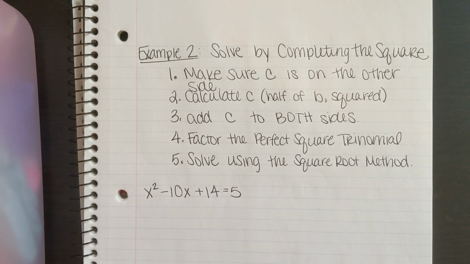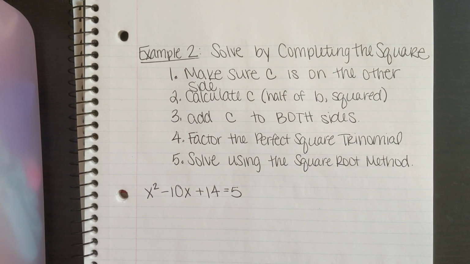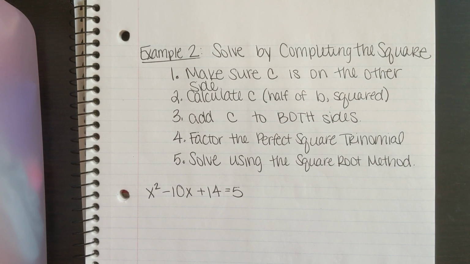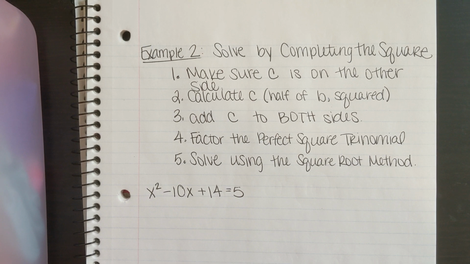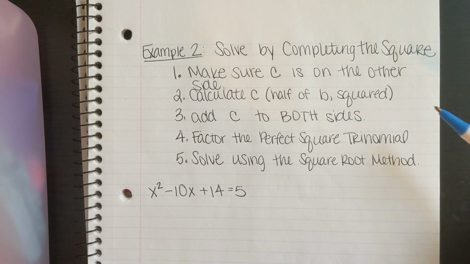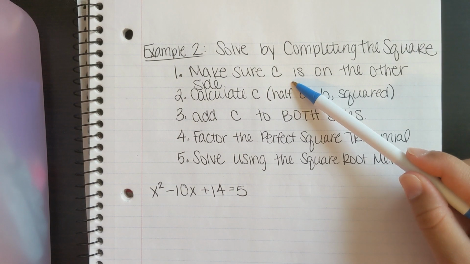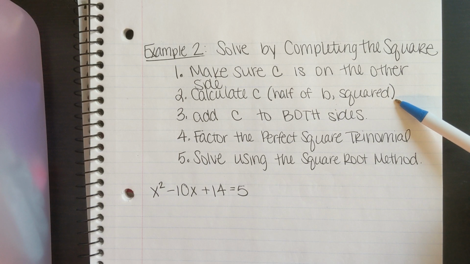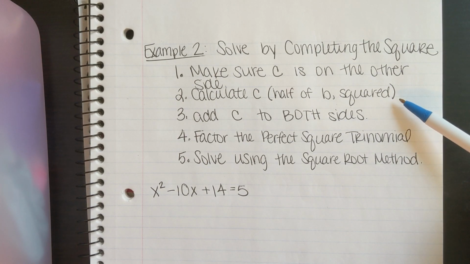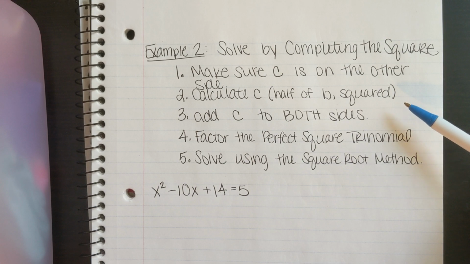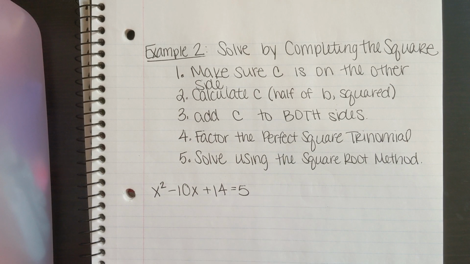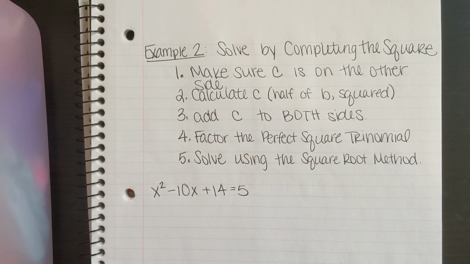Okay. Example 2, we're going to actually solve by completing the square. Again, this is just another method for us to solve quadratics. We're essentially finding where that parabola crosses the x-axis to find those solutions. So here you can see sort of the process that we're going to go through. We're going to make sure that C ends up on the other side. Usually that's the right side. We're going to calculate that C value that we want to plug in, just like the example 1 that we just went through. We're going to add that value to both sides, and then we'll factor the trinomial. It will end up being a perfect square trinomial, and then we'll solve using that square root method.